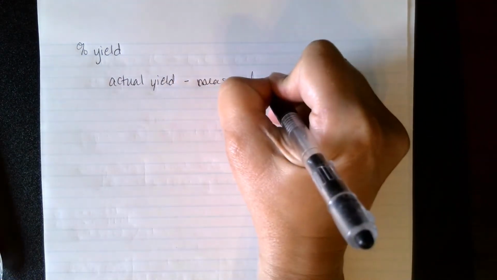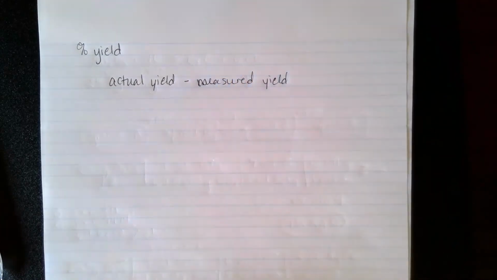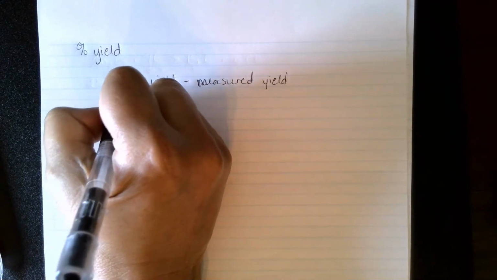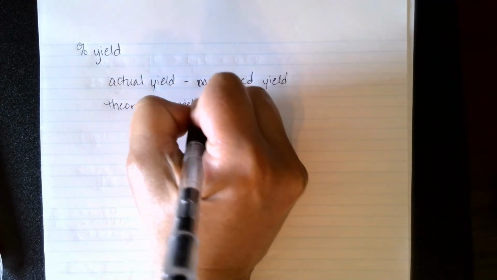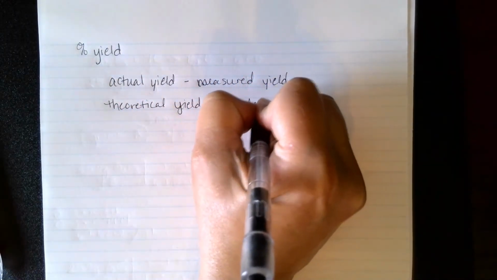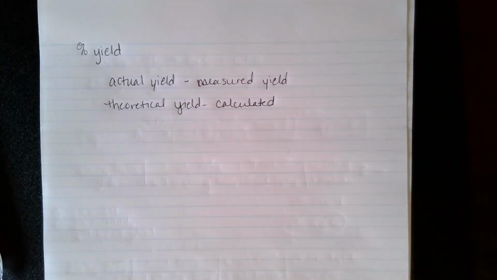So we have what's called an actual yield. The actual yield is what you would get when you get done with the reaction and you actually measure how much you got. Then we have a calculated yield, which we call the theoretical yield. The theoretical, we're going to calculate with those stoichiometry calculations. The actual yield is something that you would do in the lab, and then you would be able to measure that.